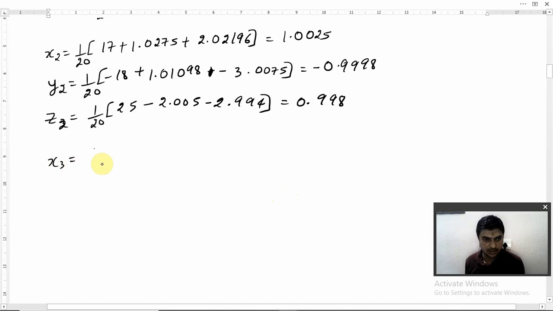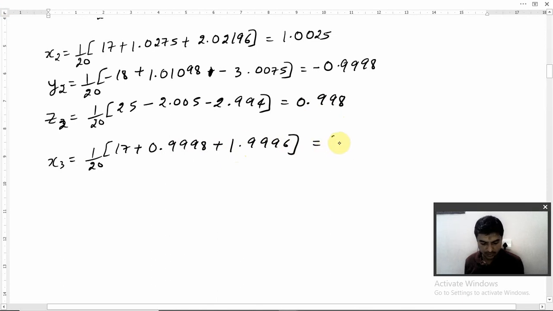Okay, now I will continue with x3. x3, that is third iteration, 1 upon 20. Continue. 17 plus, we are going to get this as minus y is negative, minus into minus will become plus, directly will substitute 0.9998. Here again plus 2z is there, so plus 2z, 0.998 multiply with 2, it will give you 1.9996, which is equal to, simplification is 0.99997 in the calculator, students.